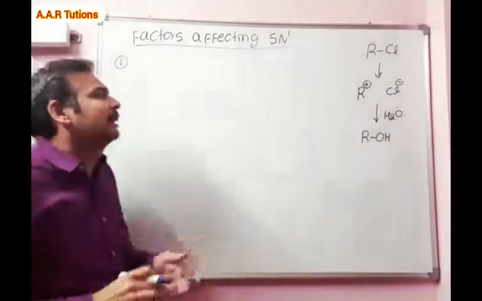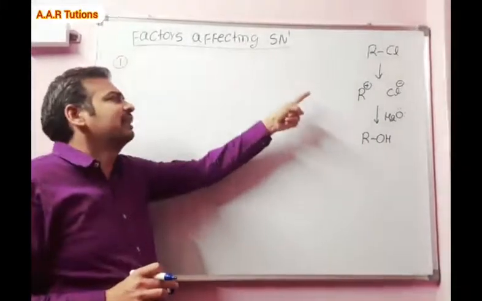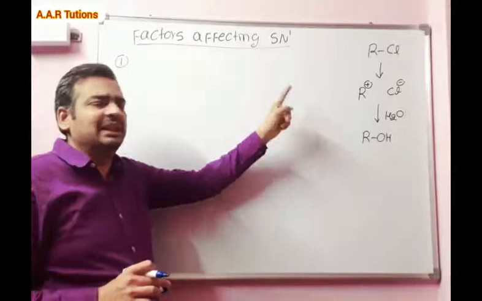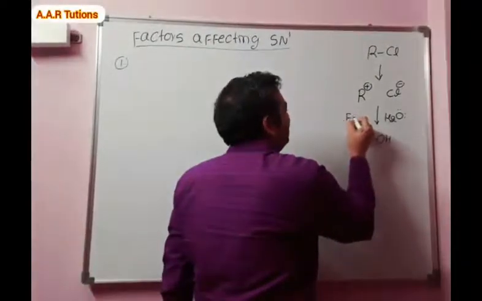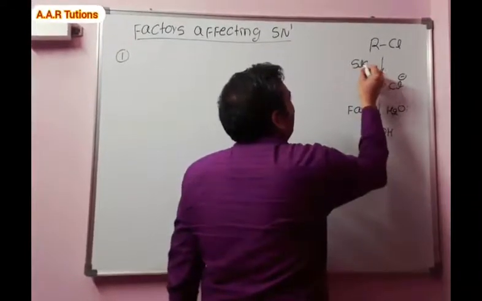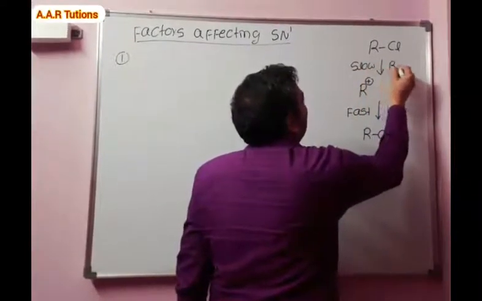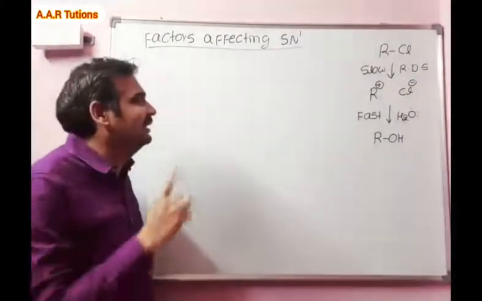Let's see the mechanism of the SN1 reaction. It's a two-step mechanism. In the first step, carbocation is formed. In the second step, water will attack on the carbocation. Second step is the fast step. First step is the slow step, and this is the rate determining step.